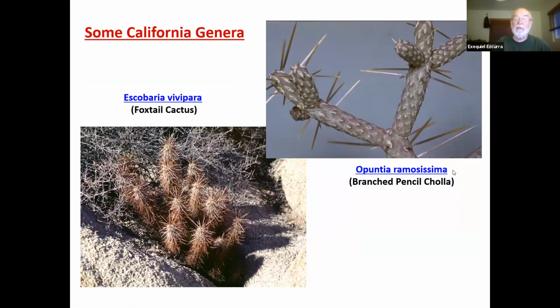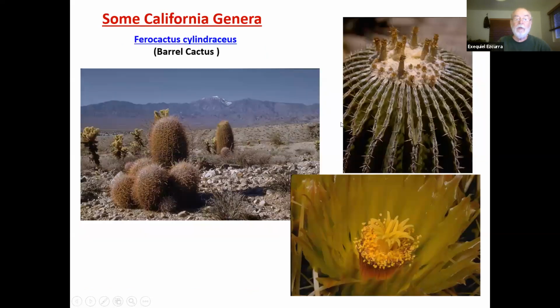The foxtail cactus and the pencil cholla, very common in our deserts. The pencil cholla, very nasty little thing. The teddy bear cholla also, I don't think I have a teddy bear cholla here. The barrel cactus, very common when you cross the mountains from Riverside into the desert. Oh, and back here you have a teddy bear cholla. These are the nastiest things you can imagine.